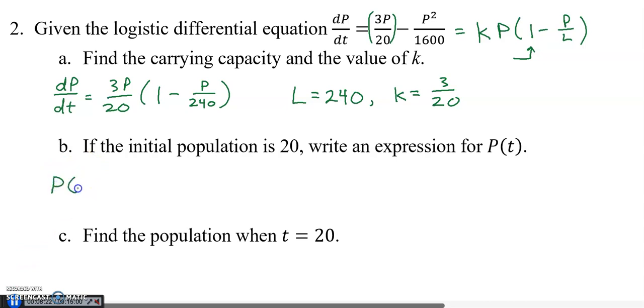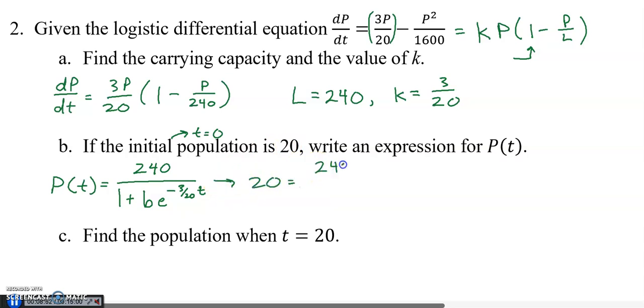If we start off with what we know, which is P of T equals 240 over 1 plus B times e raised to the negative k, which is negative 3 over 20, times T, we know that when we evaluate the initial population, in other words, when T equals 0, we should get 20. So that means that 20 is equal to 240 over 1 plus B times, well, if we let T equal 0, then this exponent becomes 0, so e to the 0 is equal to 1.